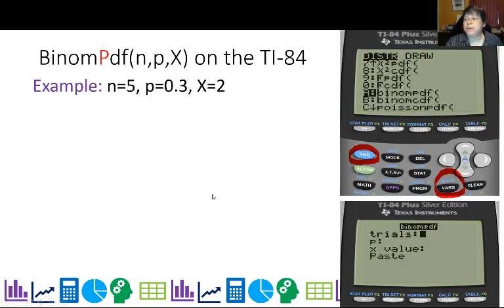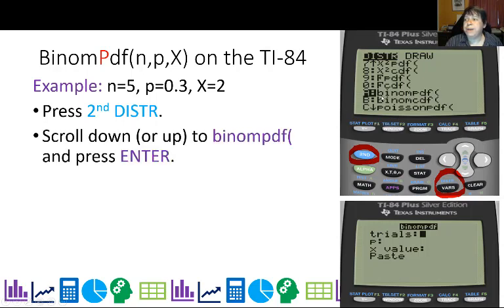So if you want to do this on your calculator, I'm doing an example where n is 5, p is 0.3, and x is 2. That's like our speckled candies. You're going to press second, distribution, right there. Scroll down to Binomial PDF and press enter.